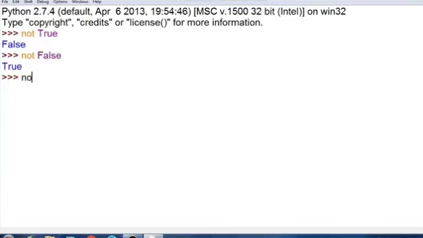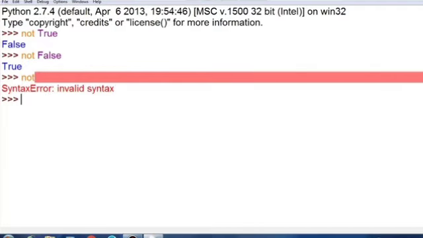Now suppose we work with numbers, not 5. The truth value of 5 is true. Other than 0, the other numbers have the truth value true. So what will the output be? Let me write one more time, not 5. It gives you the answer false, means not true means false. Suppose I write here not 0.0. 0.0 has the truth value false, so it will give you the answer true. So NOT reverses the answer of the operand.